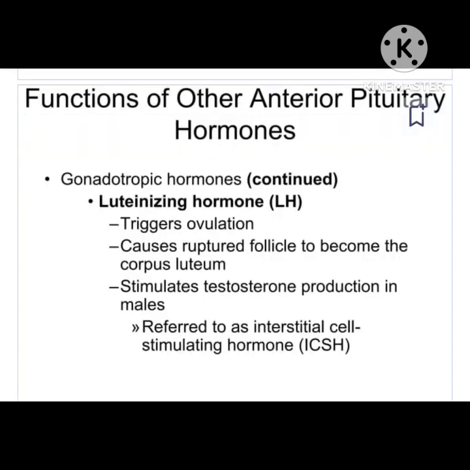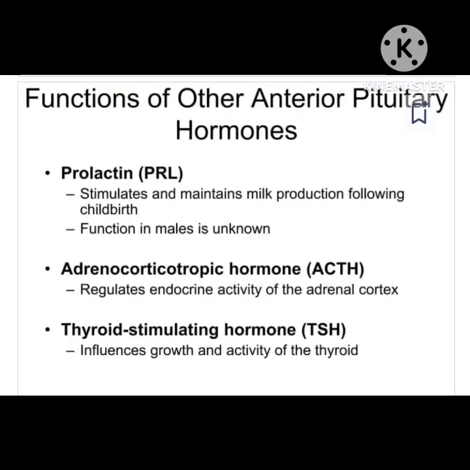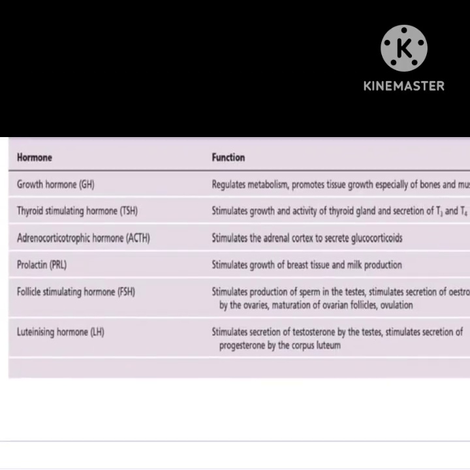First you can see here the gonadotropic hormone, luteinizing hormone. It triggers ovulation, causes the ruptured follicle to become the corpus luteum, and stimulates testosterone production in males, where it is referred to as interstitial cell stimulating hormone. So ICSH is interstitial cell stimulating hormone. Next, prolactin, which as I told you maintains milk production. The function of prolactin is unknown in males.